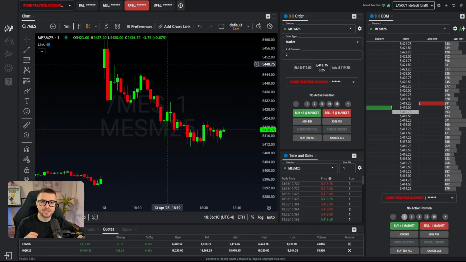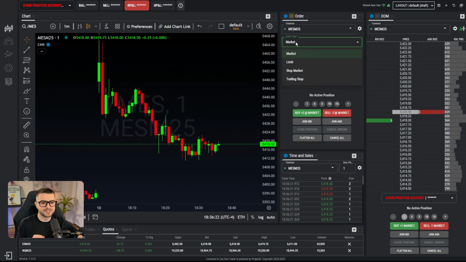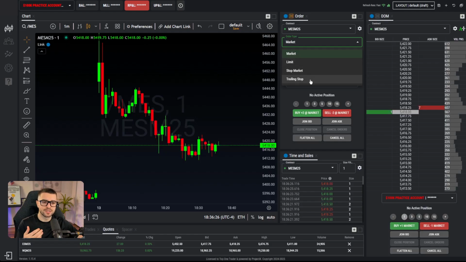Today we're going to talk about the different types of orders that you can open with ProjectX. So looking at our order ticket right here, you can see that the second tab says order type. We have market, limit, stop market, and trailing stop.